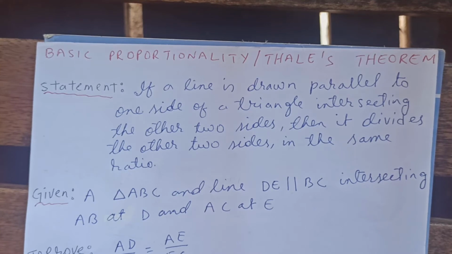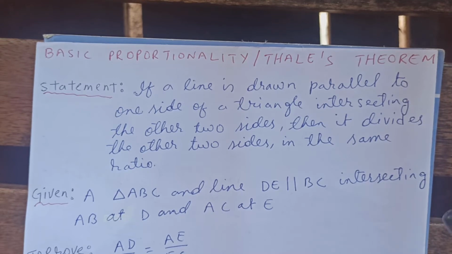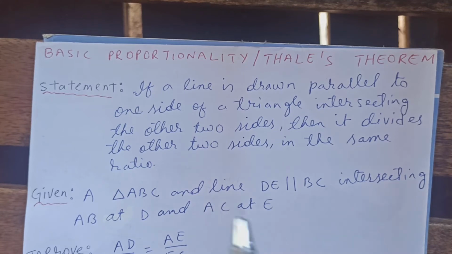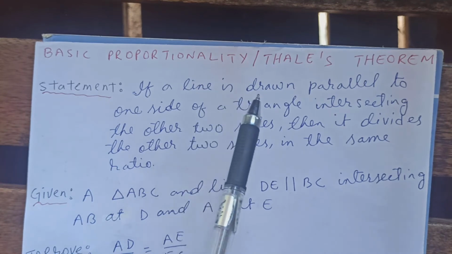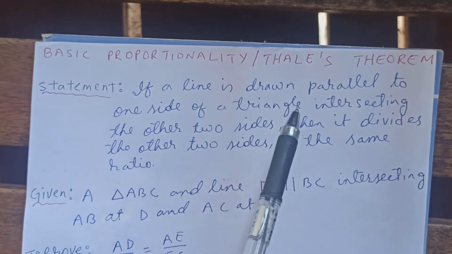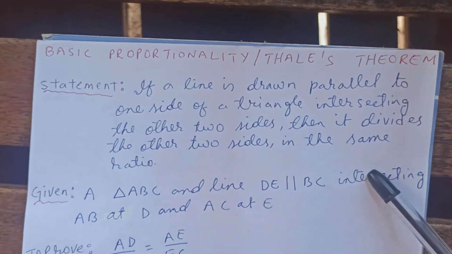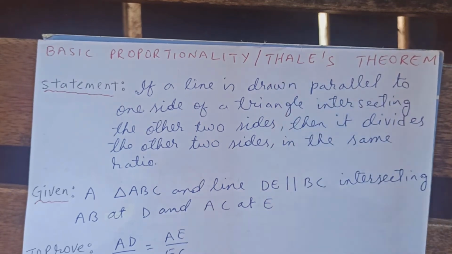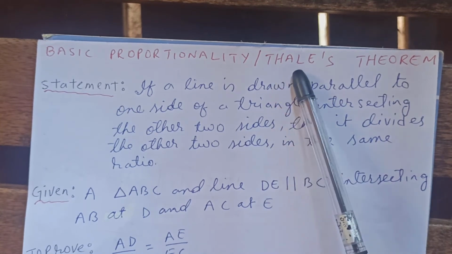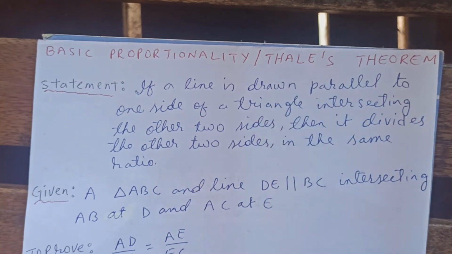Today we are going to look at geometry, mainly triangles. We have to prove one theorem, the Basic Proportionality Theorem, or Thales' theorem. This is a theorem proved by Thales, who himself developed this theorem, okay?